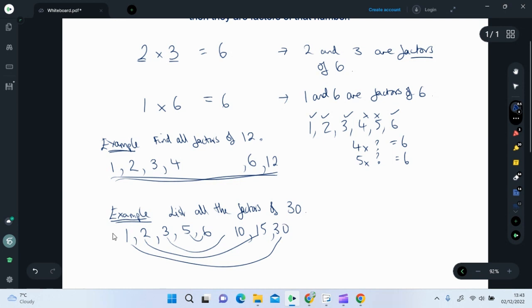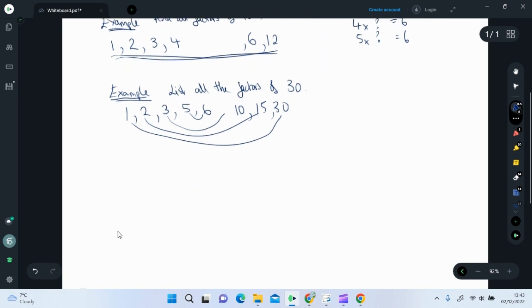One last example, and that is with list all the factors of 13. Okay, so 13, well, 1 times 13 definitely gives you 13. What about 2? Well, 2 doesn't go into 13 because 13 is an odd number.